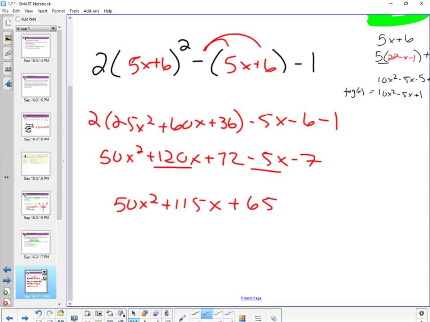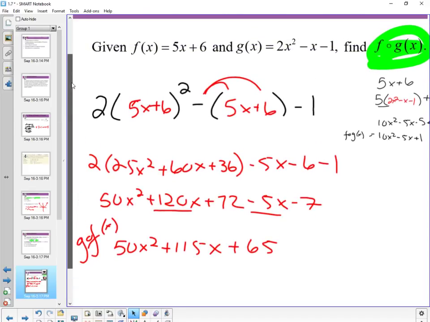Yay! Here's g of f of x. It was not necessary, but it was fun. Yay! That's the one. I was actually good at these last year.